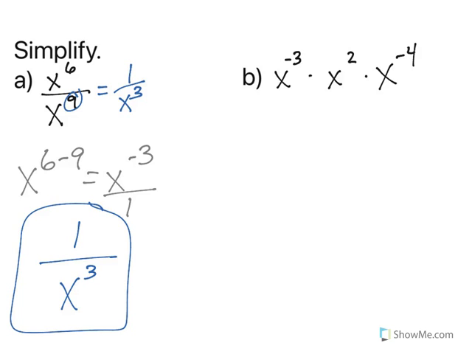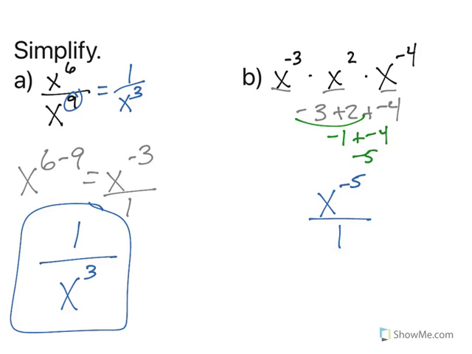In letter B, we're going to deal with our product property, which means if I multiply with the same base, I'm adding the exponents. So I'm going to start by taking negative 3 plus 2 plus negative 4. So negative 3 plus 2 is negative 1, plus negative 4 gives me negative 5. So this simplifies to be x to the negative 5th. As a fraction, that's over 1. If I want to get rid of my negative exponent, I will put it in the other position. So I will end up with 1 over x to the 5th.